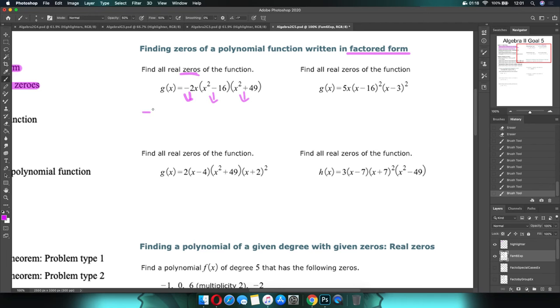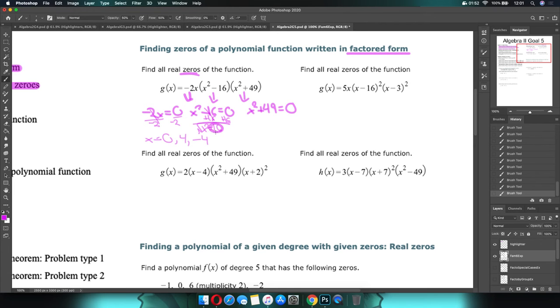0. So negative 2x equals 0. x squared minus 16 equals 0. x squared plus 49 equals 0. So negative 2x equals 0, divide by negative 2, x equals 0. That's one of our zeros, okay? Add 16, x squared equals 16. Take the root of both sides, and I'm going to get positive 4 and negative 4.